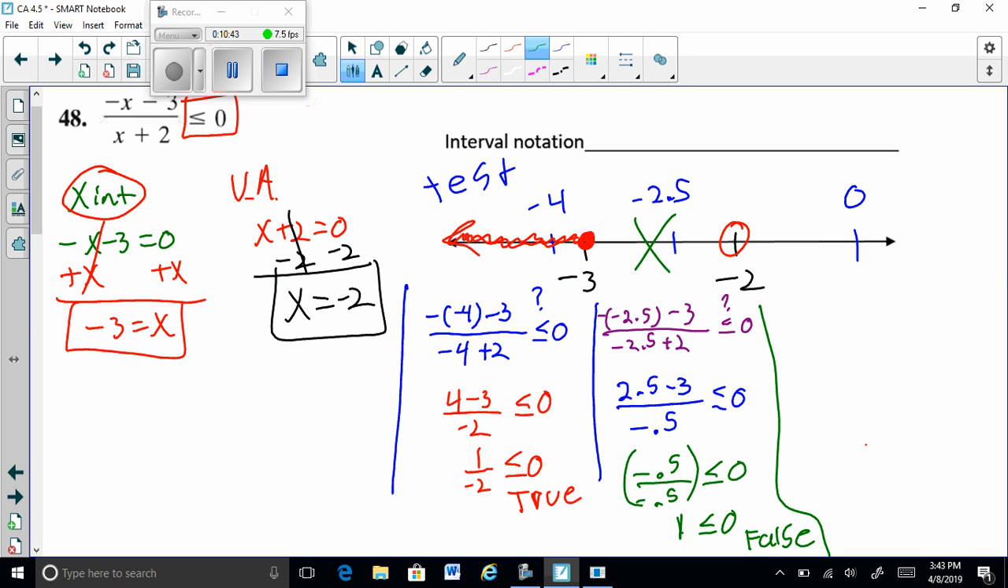Okay, our last interval over here, we're going to test out 0, and that should be pretty simple, plugging in 0. So let's see, you get negative 0 minus 3 over 0 plus 2. You want to know if that's less than or equal to 0. Well, negative 0 minus 3 is negative 3. 0 plus 2 is 2. So you end up with a negative number. Well, a negative number is less than or equal to 0, so that's true. And so then we'll go ahead and shade here.